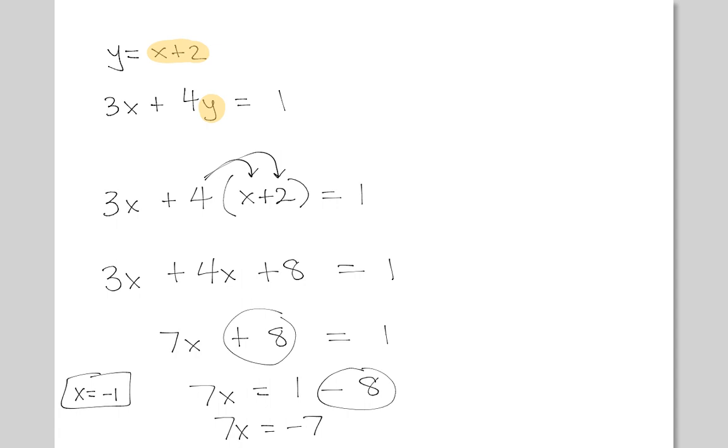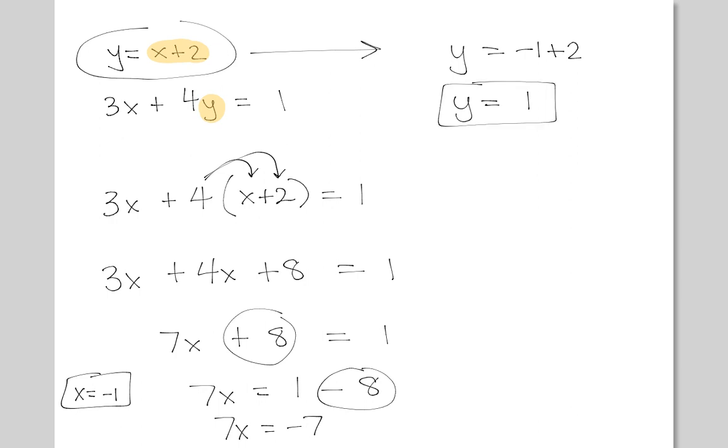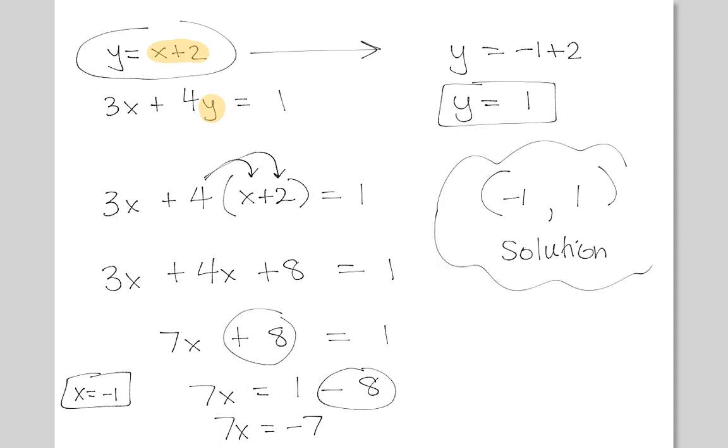So then if x is negative 1, here's the formula for y. Negative 1 plus 2. Y is also 1. But it's positive. Good. So remember, when you solve these, you're solving for both an x and a y. So it's always, the solution is always a coordinate pair. Just remember that. The solution is always a coordinate pair.